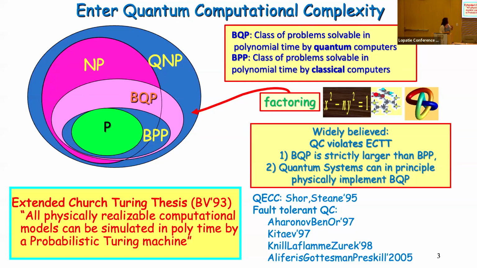The other reason for believing that quantum computation violates the extended Church-Turing thesis is that quantum systems can, in principle, physically implement BQP quantum circuits. And that, I think, is less widely believed, though still very widely believed. Together, these two basically imply that quantum computation violates the extended Church-Turing thesis.